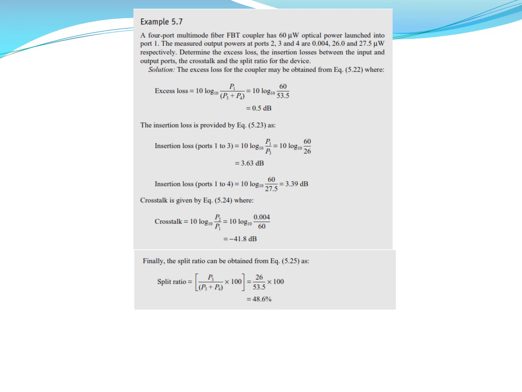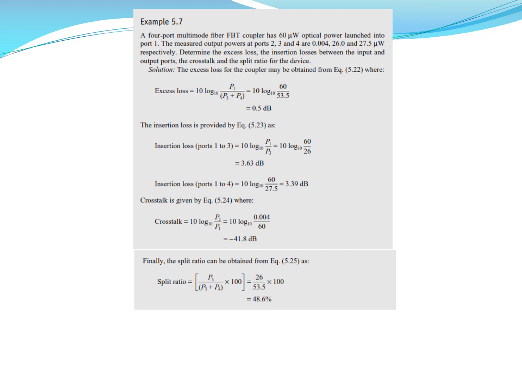So finally, the split ratio can be obtained as P3 by P3 plus P4 into 100%. So if I consider that, it will be 26, that is P3, the power at port 3, 26 microwatt divided by P3 plus P4, the sum of the optical power at port 3 and port 4, which is 26 and 27.5, resulting in 53.5 microwatts, into 100%. So that is giving me 48.6 percent. So these are the different losses which can be obtained for an optical fiber coupler.